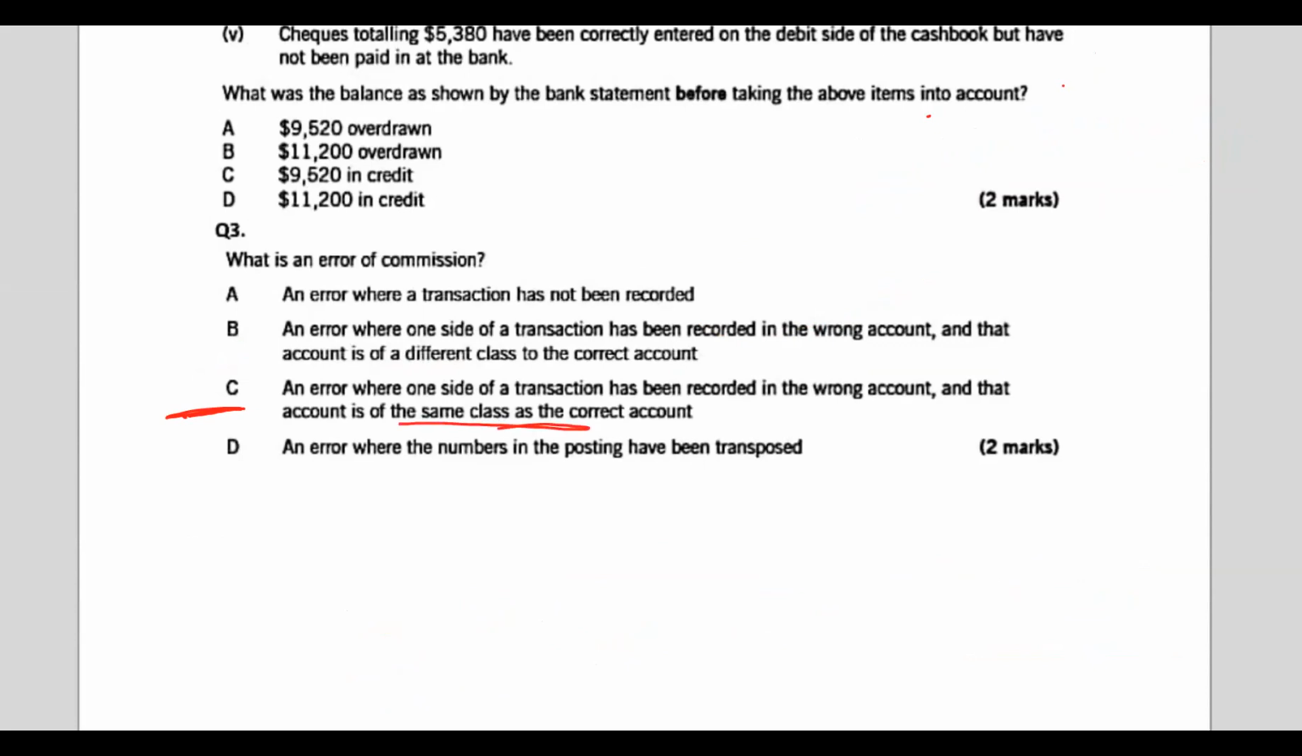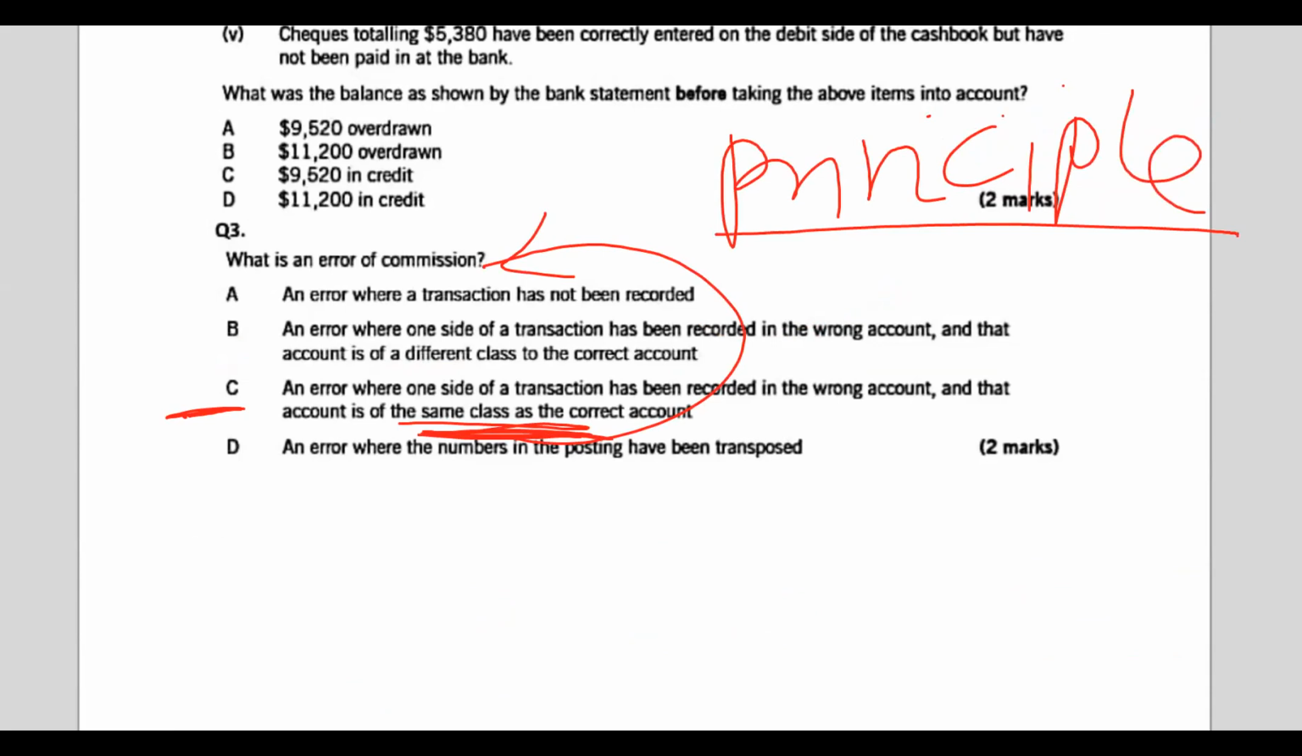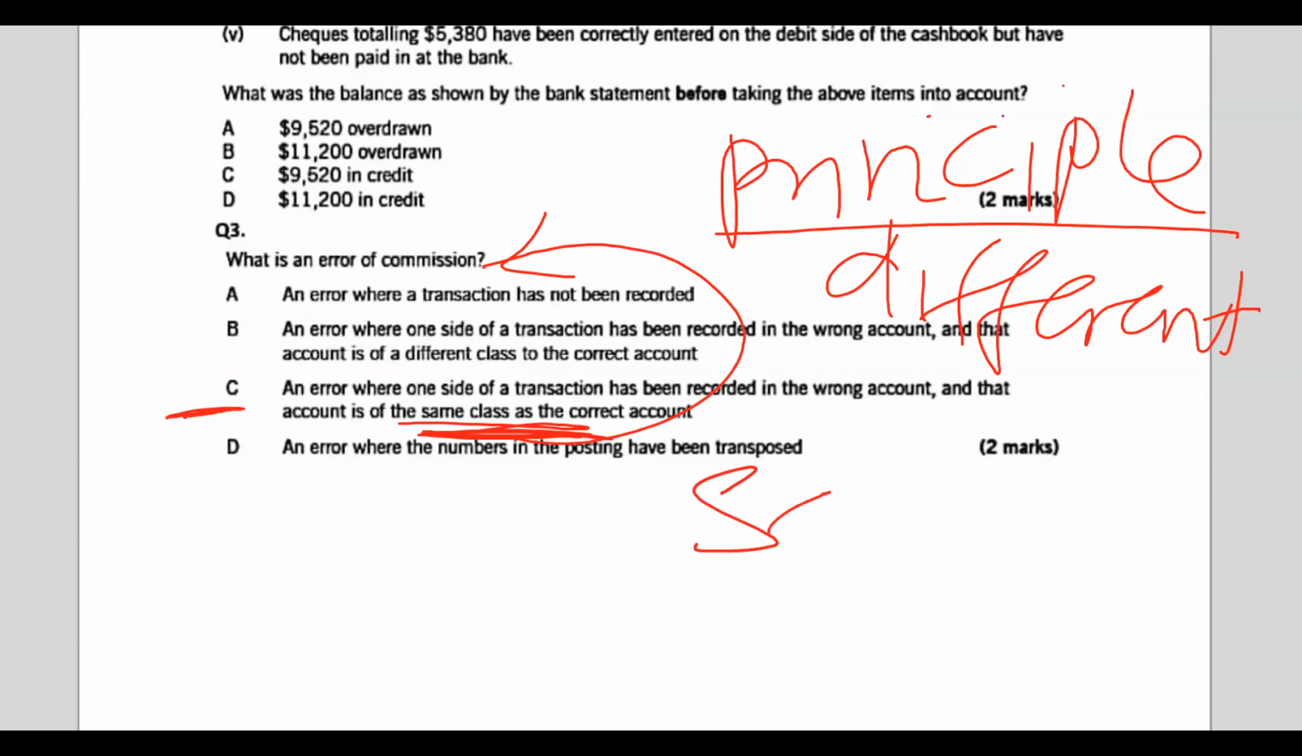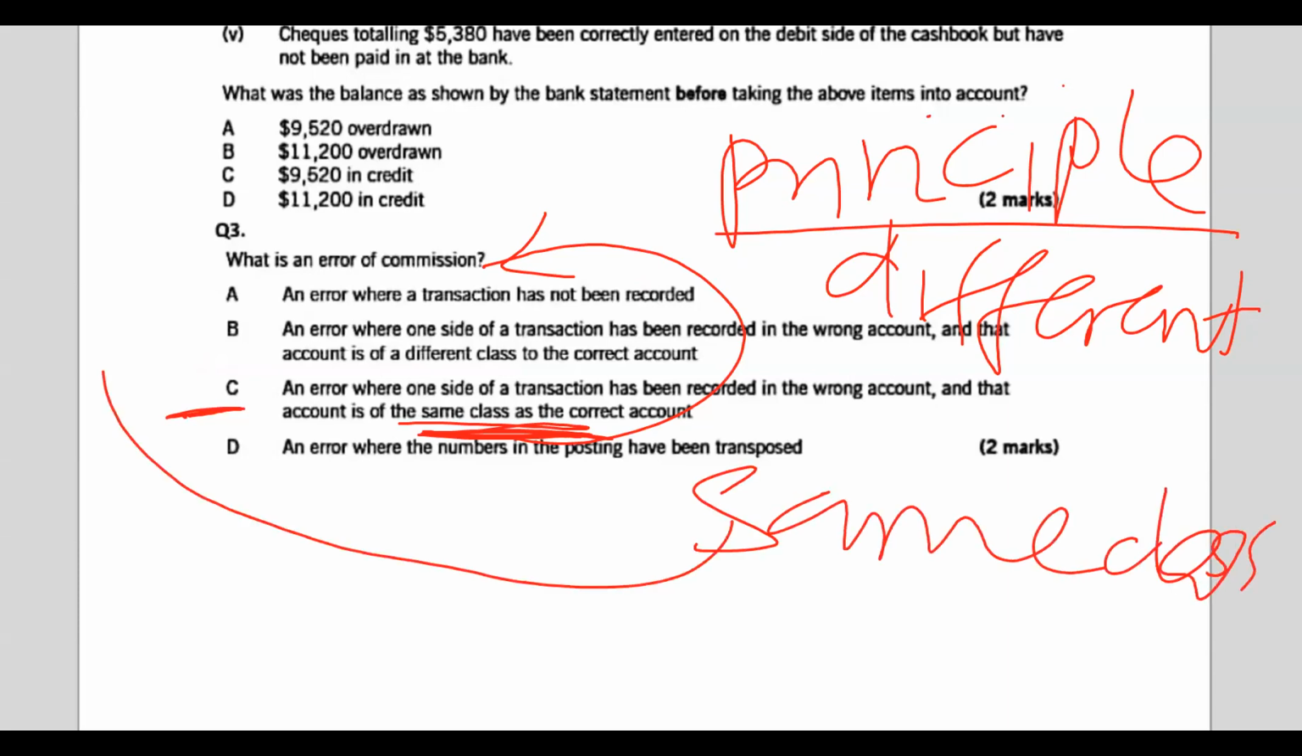It has to be the same. What is the error of commission and the error of principal? The classes of the accounts. The principal is different classes, right? Then for commission it is the same class of the accounts. That is for the commission one. Did you get that one?